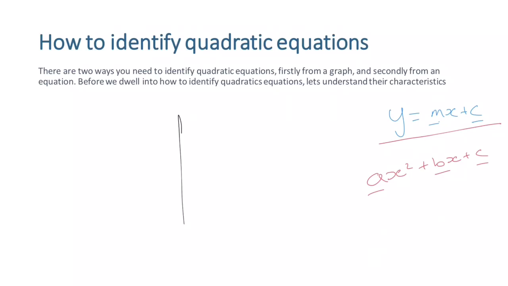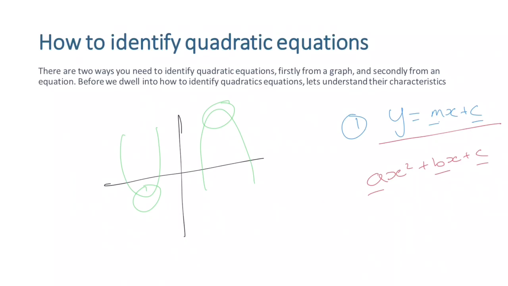If you have a graph and you see this, you know straight away it's a line, and you can use this formula here, y equals mx plus c, to find out where it crosses the y-axis and the gradient. If you see a graph which looks a bit like this, a smiley face or a sad face with a turning point, you know straight away this is a quadratic graph.